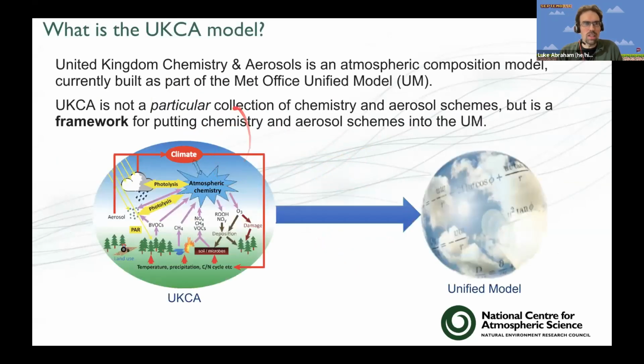So what is the UKCA model? The United Kingdom Chemistry and Aerosols model is an atmospheric composition model. So this is where we simulate the chemistry and aerosols in the atmosphere, and it's built as part of the Met Office Unified Model. It's important to think of this not as the exact chemistry or the exact aerosol configuration you're going to run. It's designed to be a framework for putting chemistry and aerosol into the Unified Model.